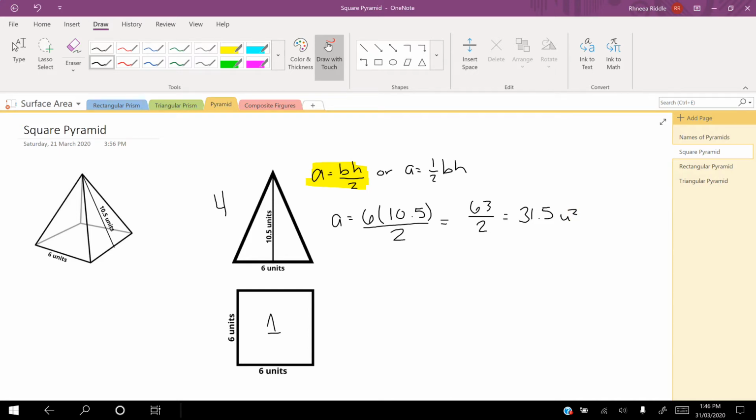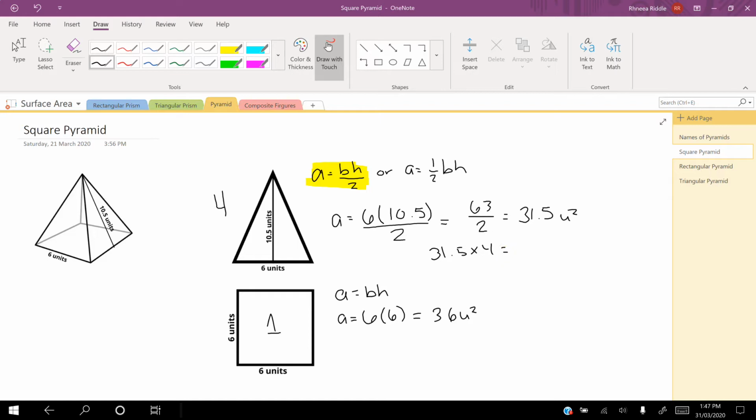So now our next one, we are going to be using the formula for area of a square, which is area equals base times height. Pretty simple. And our base and our height are the same since they are a square. So A is going to equal 6 times 6. And when we multiply those together, we're going to get 36 units squared. Now, like I said before, we have to take into account all the sides. So there are 4 triangles that look just like the one that we found. So we're going to have to multiply 31.5 by 4.